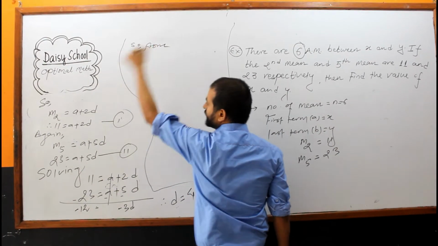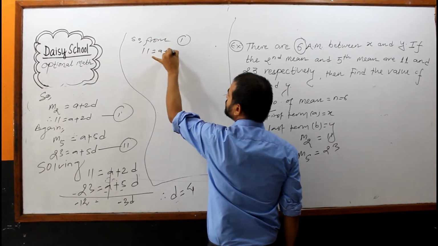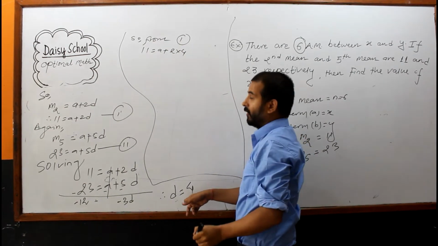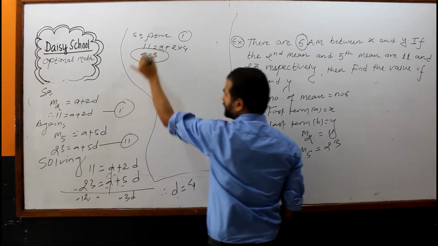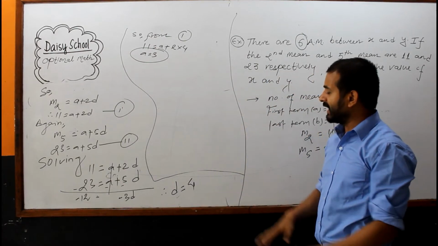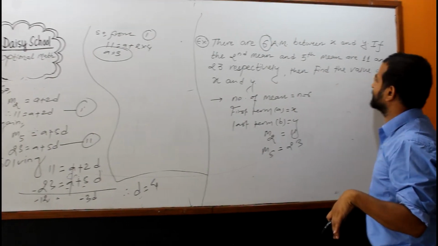From equation 1, 11 equals A plus 2 into 4, because D is equal to 4. 11 minus 8, A is equal to 3. So we got A is equal to 3. A and D are disclosed now. What is the question? Find the value of X and Y.